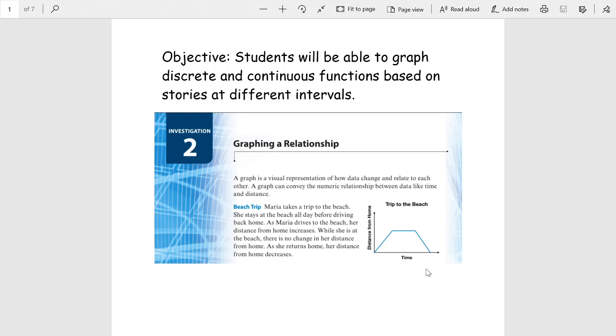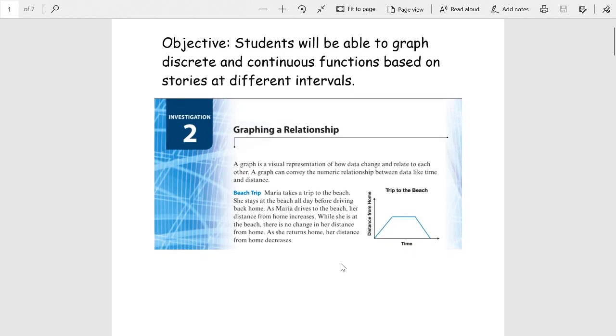A graph is a visual representation of how data change. Data is the plural here, and relate to each other. A graph can convey the numeric relationship between data, like time and distance. For example, Maria takes a beach trip. She stays at the beach all day before driving back home.